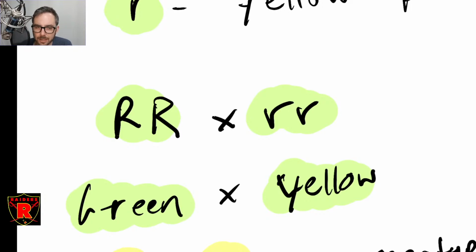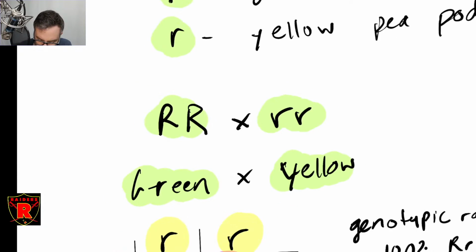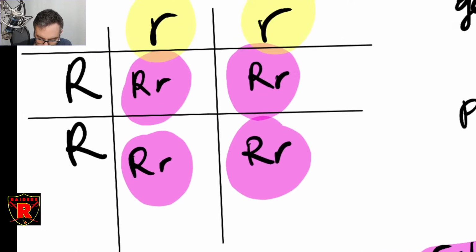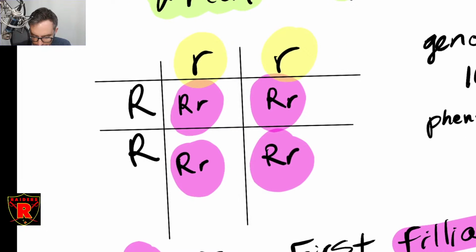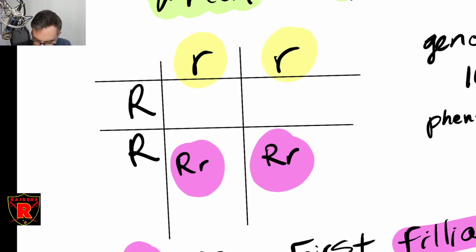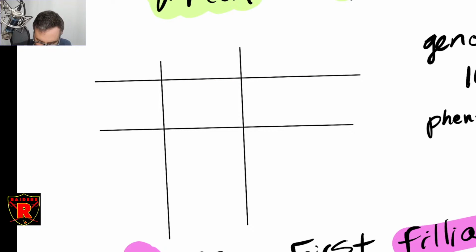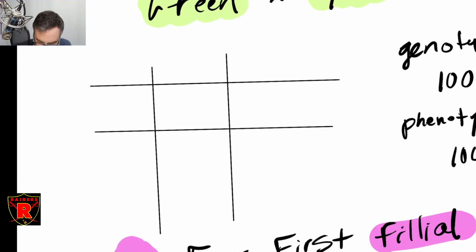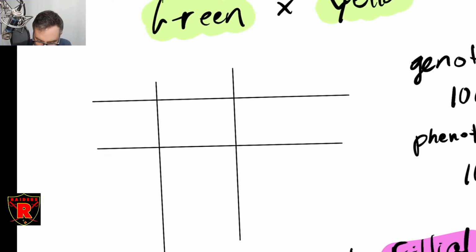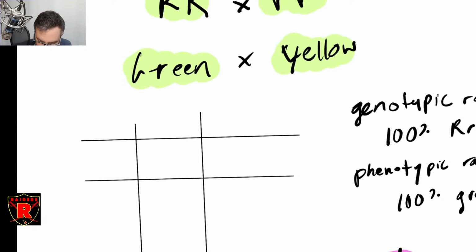If you want to find out what the chances are of getting different outcomes here, we use what is called a Punnett square, invented by Reginald C. Punnett. And the Punnett square looks like this. I'm going to start it right from the beginning here. It's just a matrix, a grid, and on the top of the grid, you're going to put one parent.